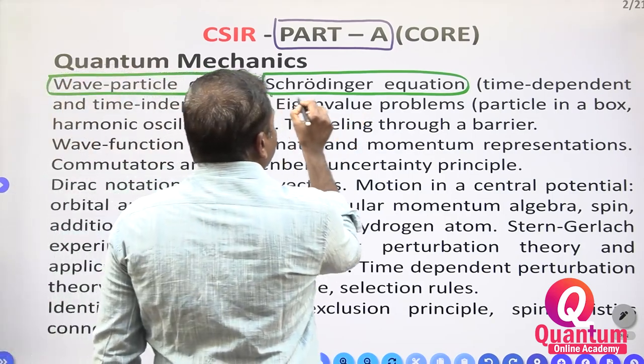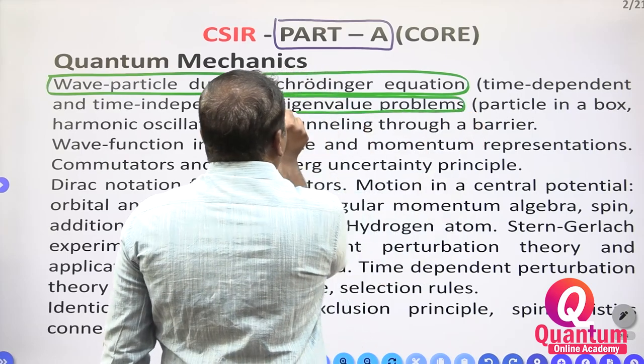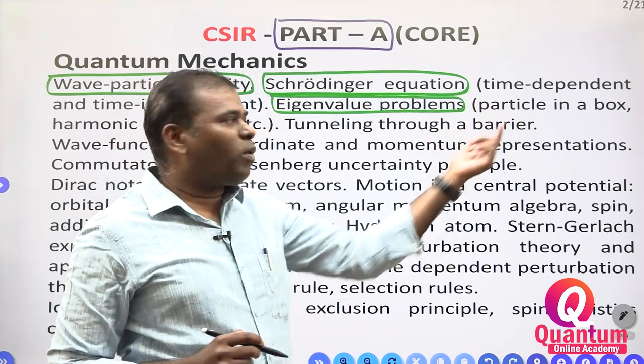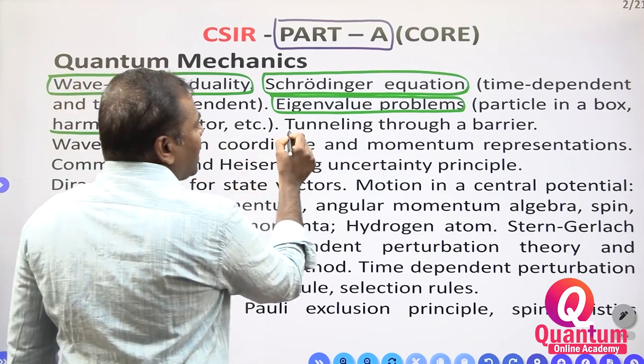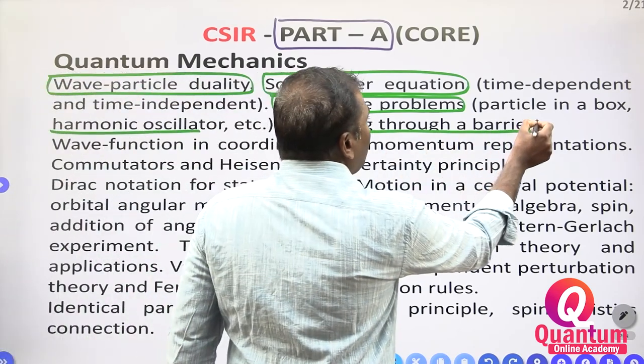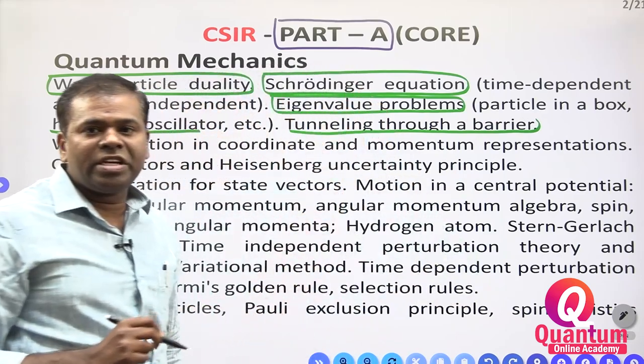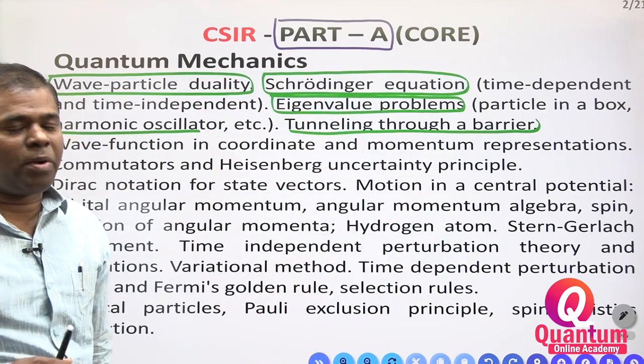What are the applications of the Schrodinger wave equation? Eigenvalue problems, particle in a one-dimensional box, harmonic oscillator, and tunneling through a barrier. These are all Schrodinger wave equation applications only. This is the second part.